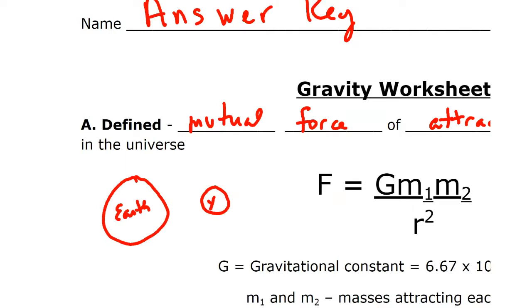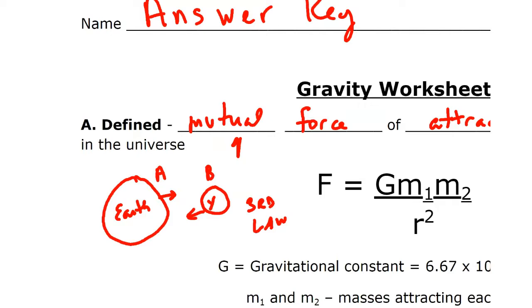And why do we call it the mutual force of attraction? Because the Earth's force on you equals your force on the Earth. These forces are equal but opposite. That comes from Newton's third law. When object A exerts a force on object B, B exerts the same force on A.